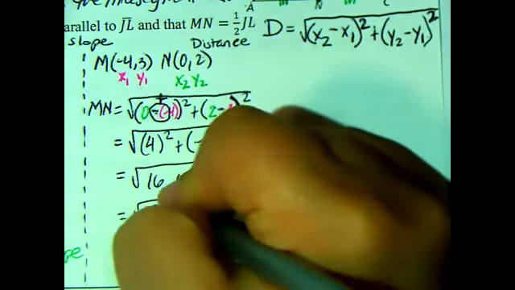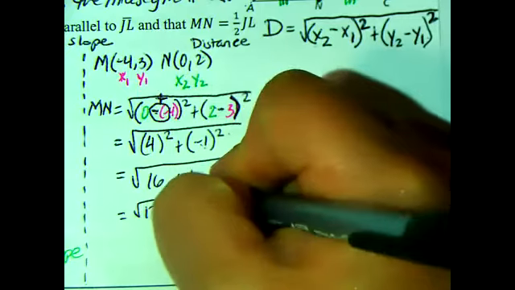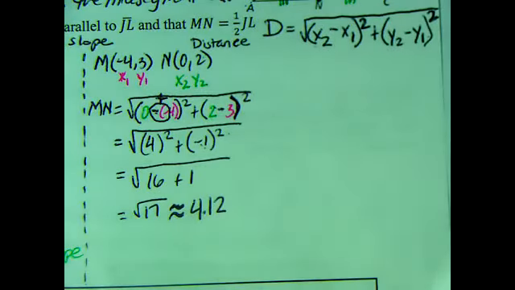So I'm going to take the approximate square root of 17. Un momento, por favor. The square root of 17 is 4.12. We're just going to leave it at that, 4.12. So that's the approximate distance of MN.